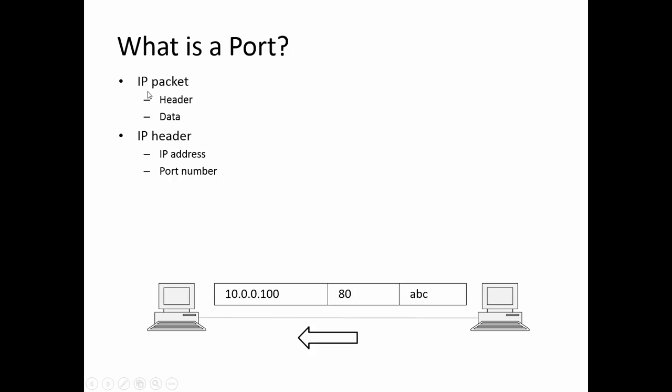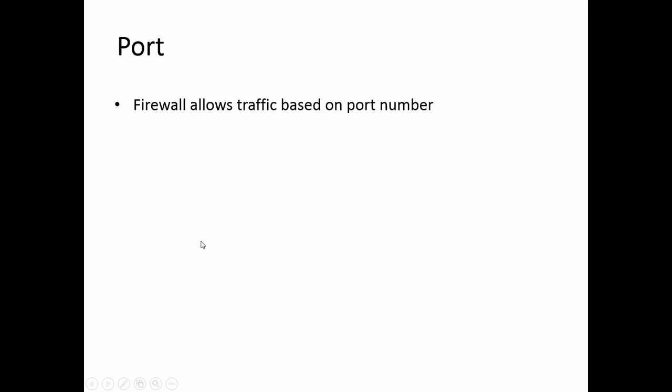To review, as you know, an IP packet has both data information and header information. And the header includes the IP address and the port number. The IP address is the address of the computer that the packet is going to. And the port number identifies the program on that computer that the packet is going to. So if it is port number 80, then it is web traffic. If it's port number 21, then it is FTP traffic.